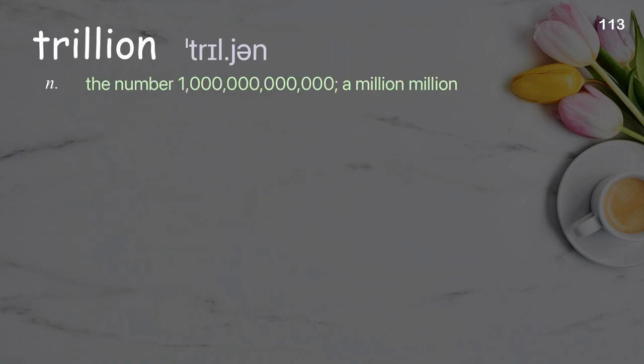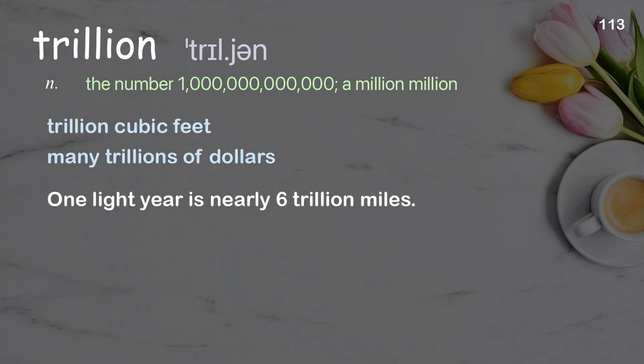Trillion. The number 1 trillion, a million million. Examples. Trillion cubic feet. Many trillions of dollars. 1 light year is nearly 6 trillion miles.